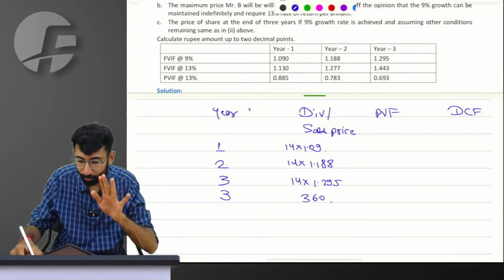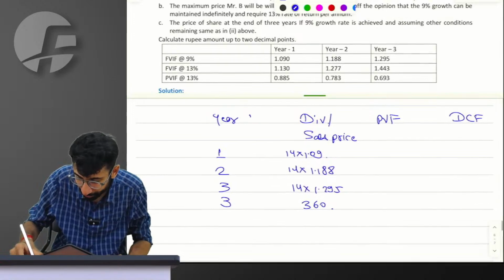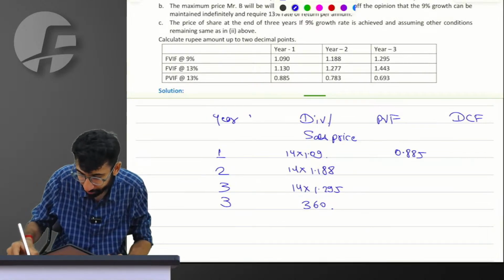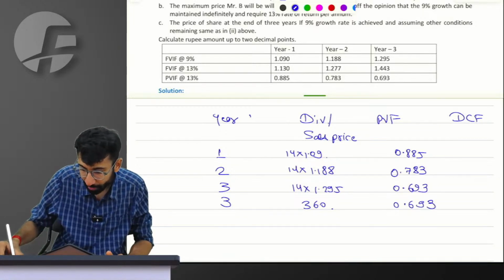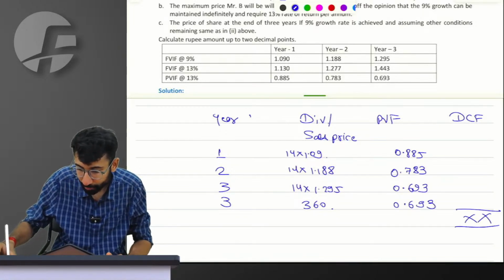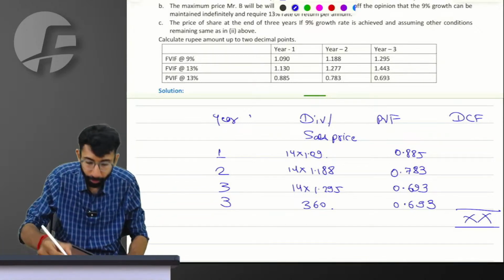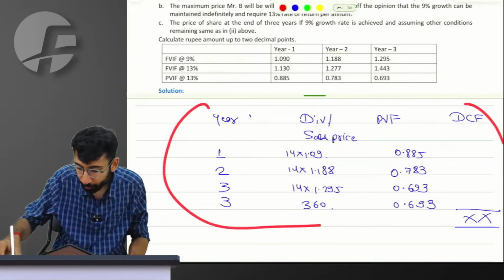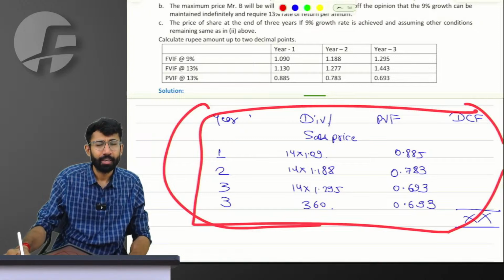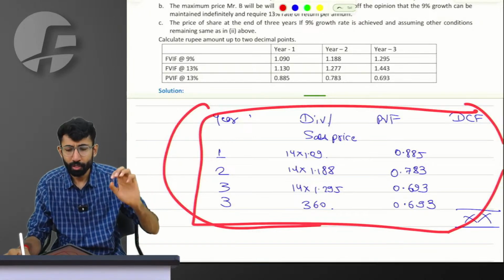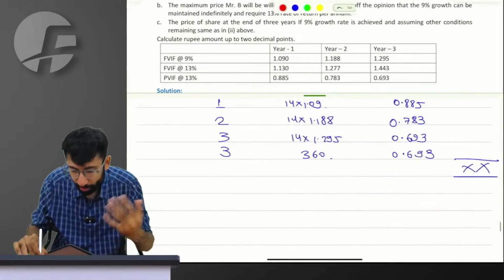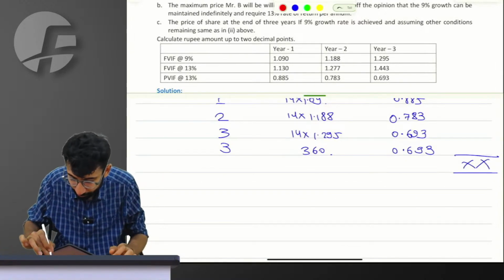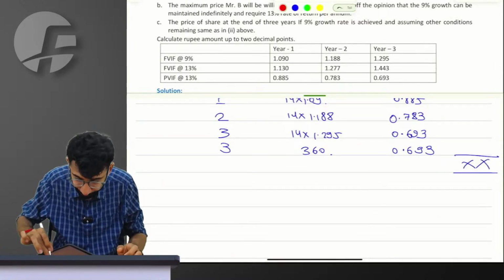Whatever the amounts of dividends and sales price are, they will have to be multiplied by 0.885, 0.783, 0.693 and 0.693. Once you get the DCF, the sum of the present value of cash flows will be the value of the share. This is the tabular way of presenting things. Otherwise, you can present it as an equation, which does not look very good. Let me show you how it will look. Let me first see what the examiner has done.